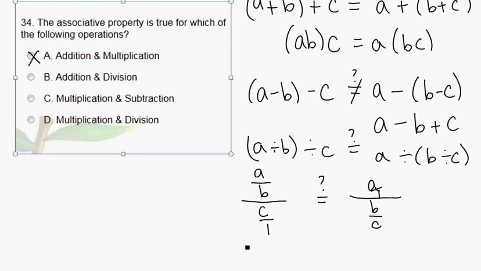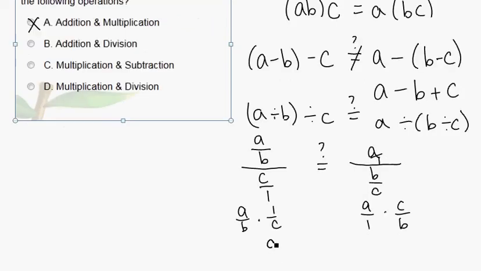So on the left I get A divided by B times 1 over C, and over here on the other side I get A divided by 1 times C over B. So on the left I get A over BC, on the right I get AC divided by B. These are clearly not equal, and so the associative property is not true for division. And so again, our correct choice is A.